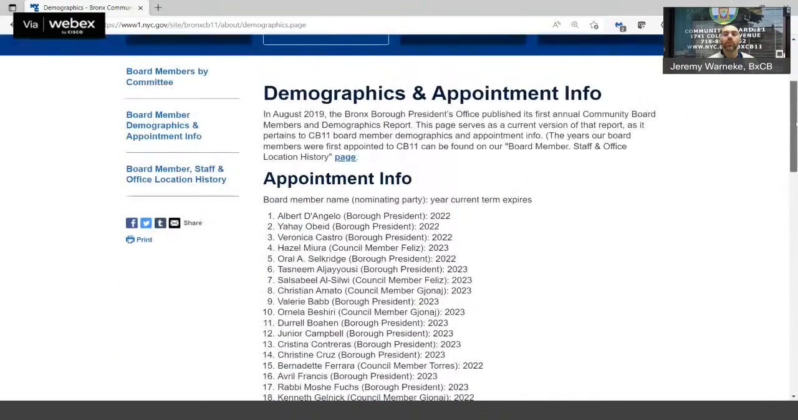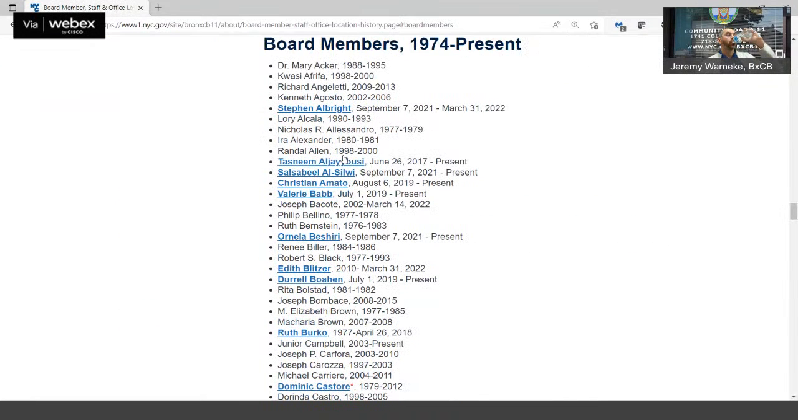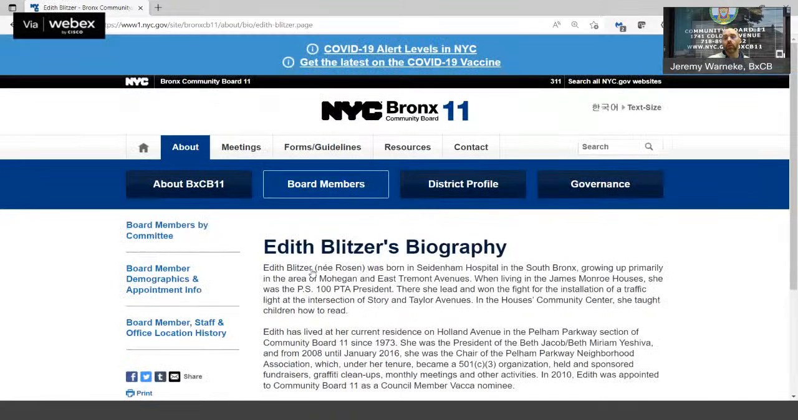And more importantly, if you look at this very last sentence at the top, the years our board members were first appointed to CB11 can be found on our board member, staff, and office location history page. If you click here, if you have a board member that just stepped down, for example, like Edith Blitzer, you still have her bio. And this is where all the bios are retained, so we don't lose any of this information.